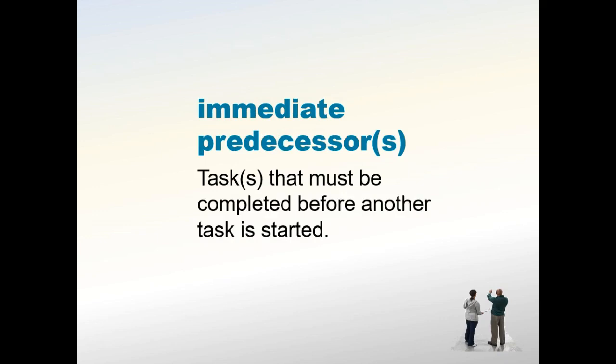And precedence relationships can be described in a variety of ways, but one common method for communicating dependency between tasks is by specifying immediate predecessors, or tasks that must be finished directly before another task is started.